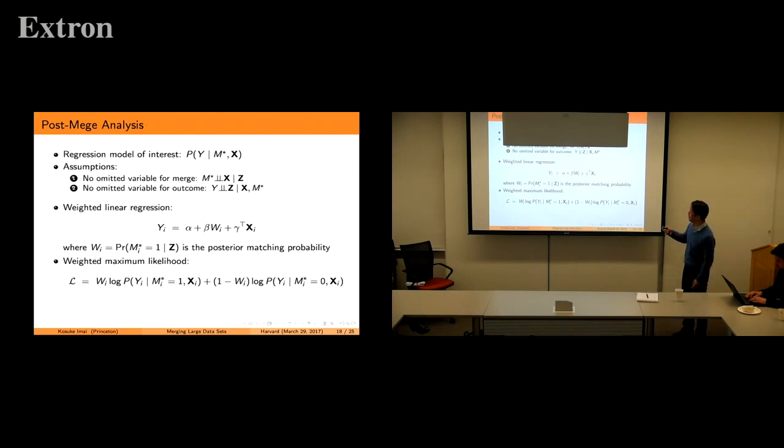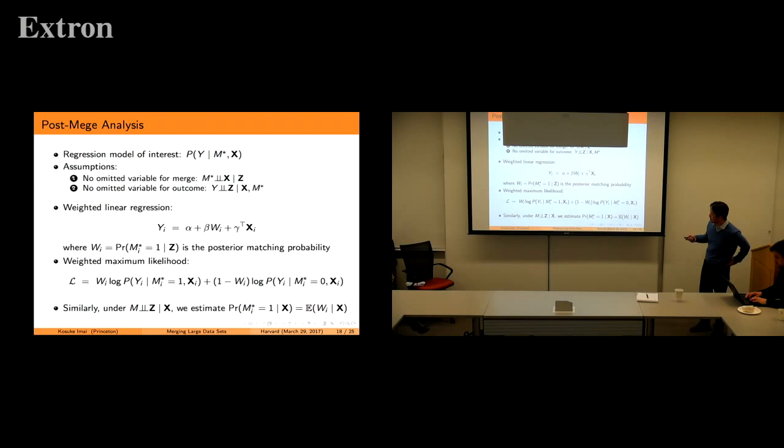But obviously, this has an error. Sometimes you falsely match, and other times you don't match. So even if the merge variable says 1, that person may not be a donor. And even if the merge variable says 0, that person may be a donor. And the way to account for that is to use the probability as a covariate instead of 0, 1. And in the likelihood methods, you can also weight the log likelihood.